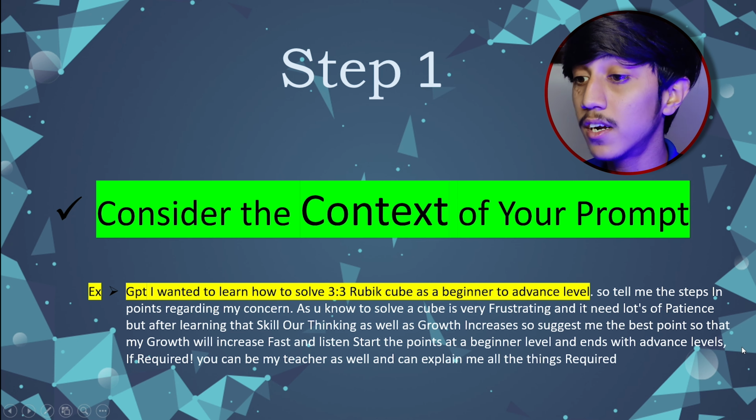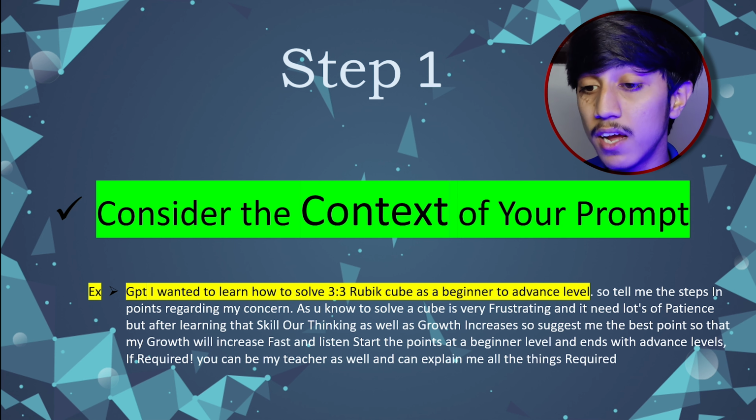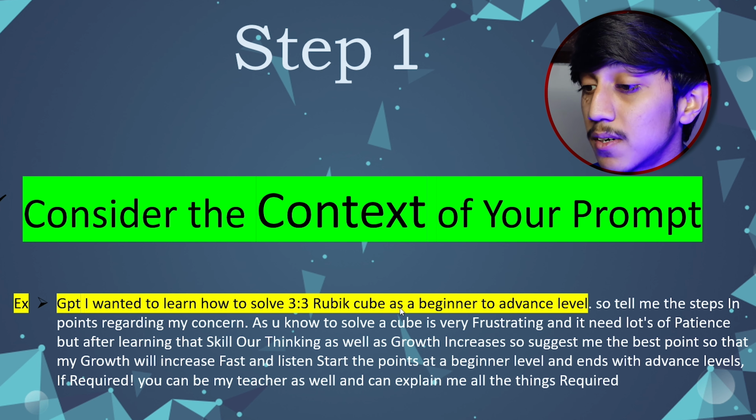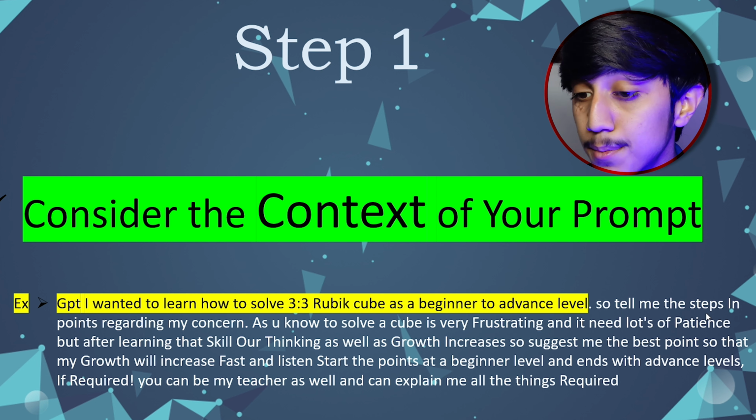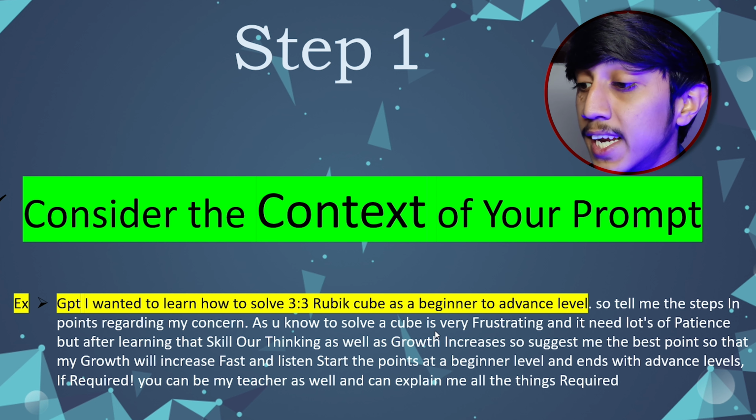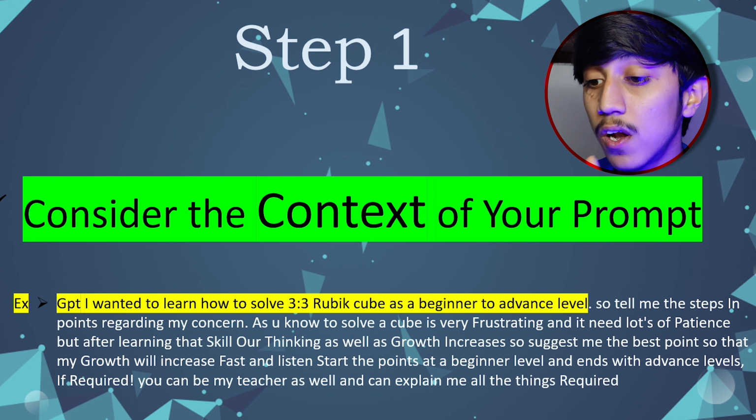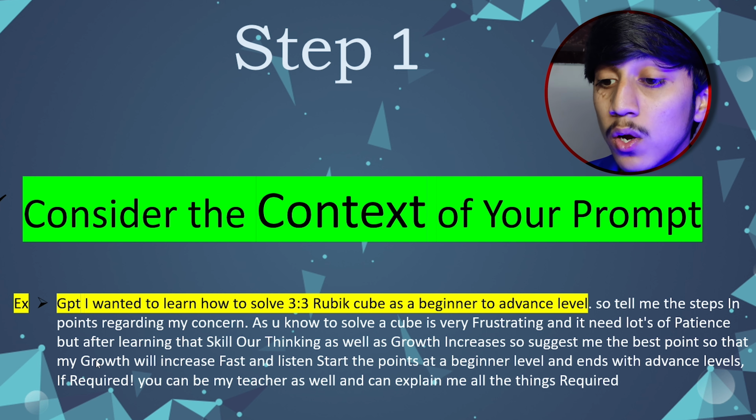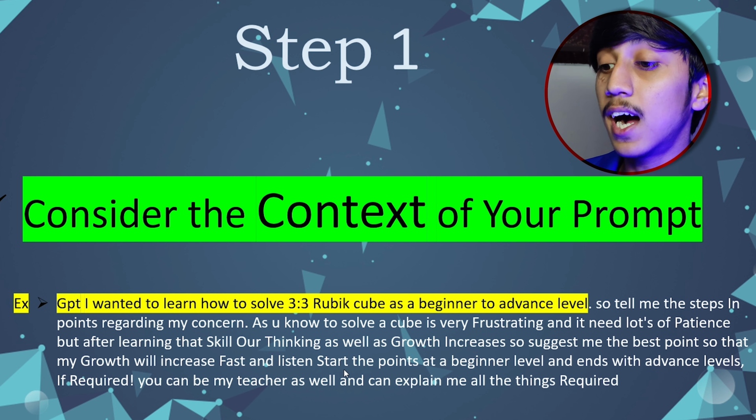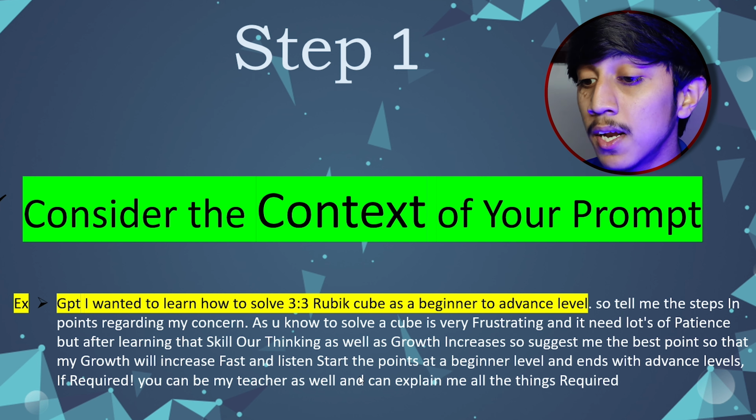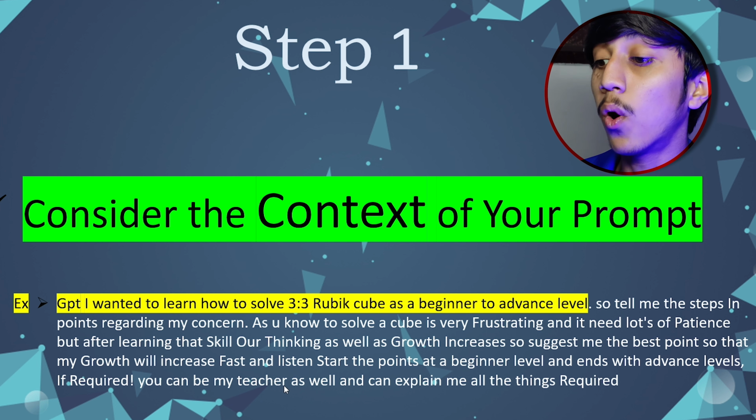So coming to step 1. Step 1 is to consider the context of your prompt. For example, I have written a prompt for cube solving. Let's read the prompt. GPT, I wanted to learn how to solve a 3x3 Rubik's cube from beginner to advanced level. So tell me the steps in points regarding my concern. As you know, solving a cube is very frustrating and needs lots of patience, but after learning that skill, our thinking as well as growth increases. So suggest me the best points so that my growth will increase fast. And listen, start the points at a beginner level and end with an advanced level. If required, you can be my teacher as well and explain all the things required.